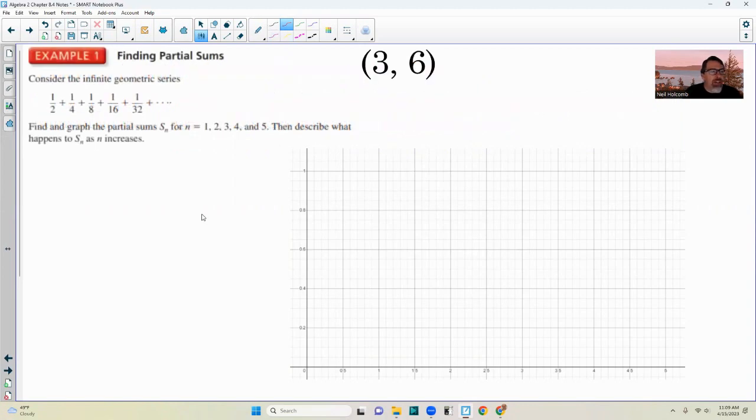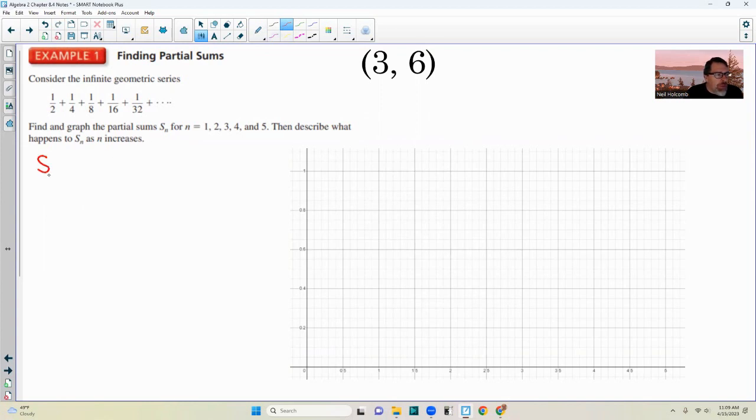And here's example one. It says, consider the infinite geometric series 1/2, 1/4, 1/8, 1/16 plus 1/32 plus ... It goes on forever and ever. It says find and graph the partial sum S sub n for n equals 1, 2, 3, 4, and 5. Then describe what happens to S sub n as n increases.